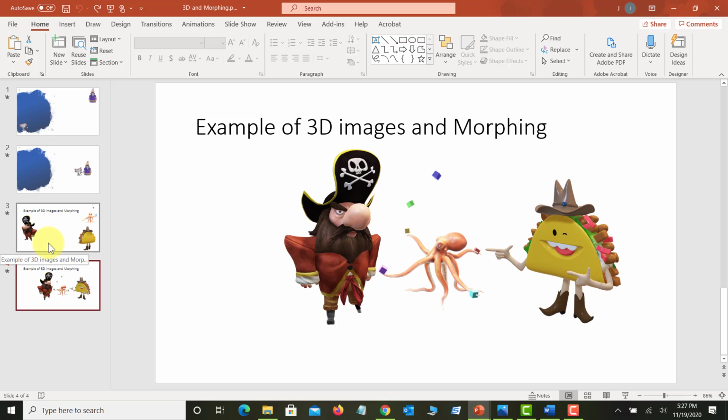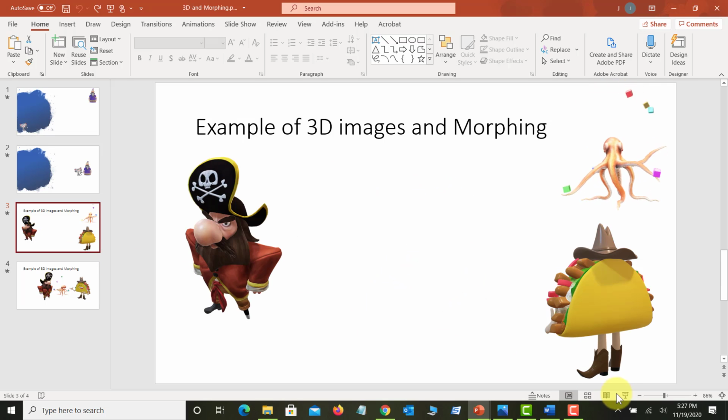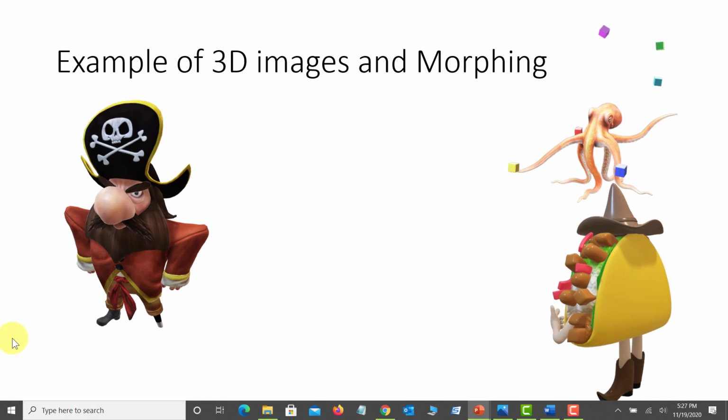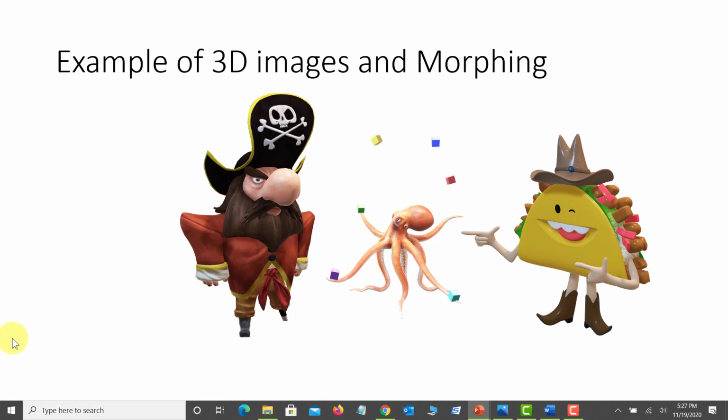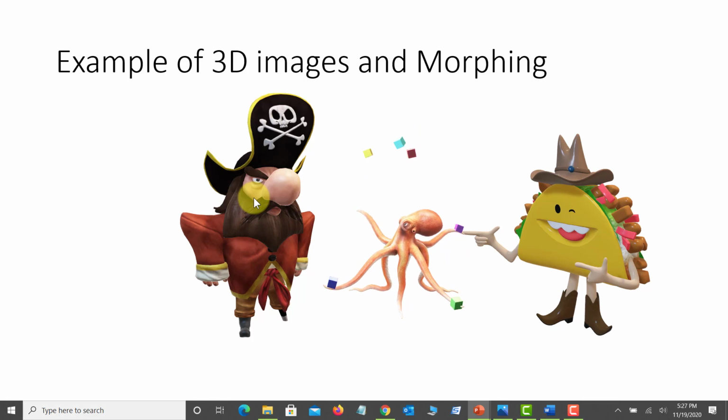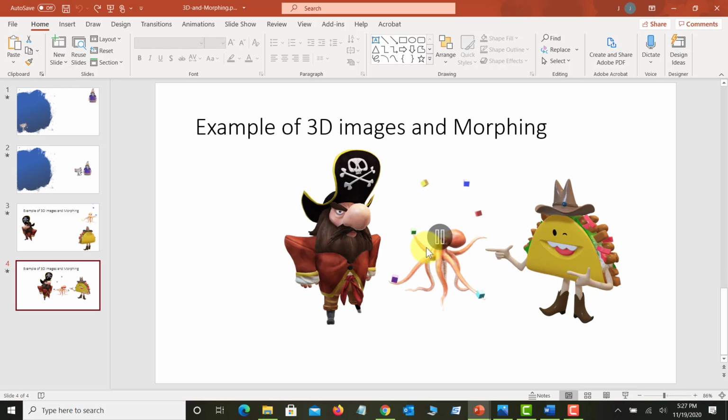And what PowerPoint is going to do is it's going to be smart enough to understand how to morph or make those changes. So here's my first slide, and I'm going to click, and we actually get to see them move. And the only thing I've done is applied the morph transition. Now I can see the front of my 3D taco, and my 3D pirate is looking differently, and my 3D octopus is still juggling. I haven't really done a lot.